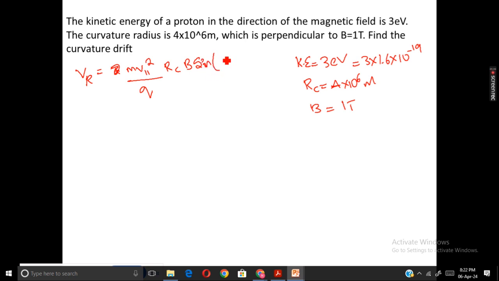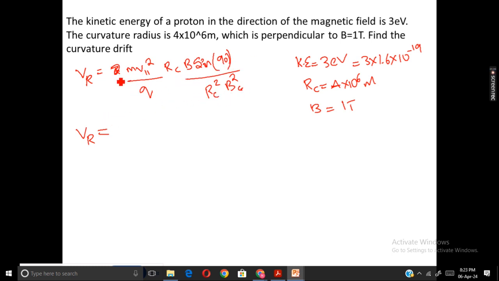They have given that the magnetic field is perpendicular to the curvature radius, so sin 90 will come. R_c into sin 90 by R_c square B square. So R_c and B are perpendicular, so R_c cross B will become R_c B into sin 90, and then everything else is the same.